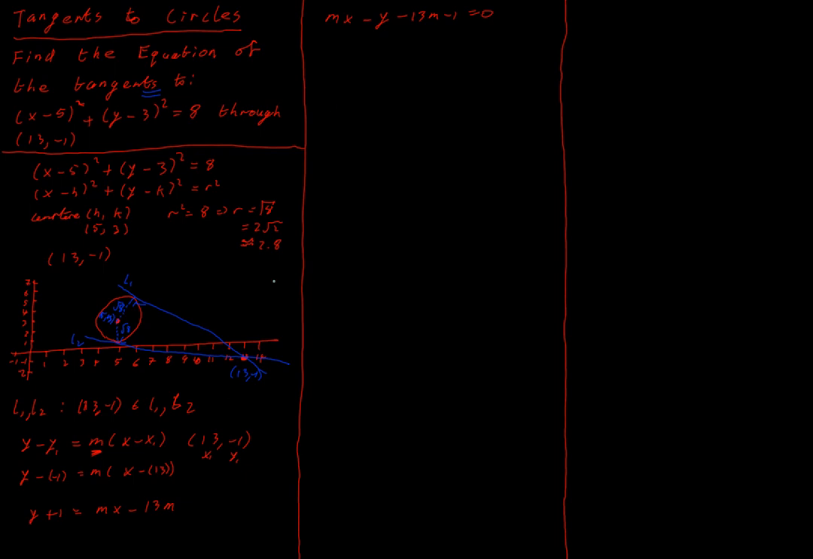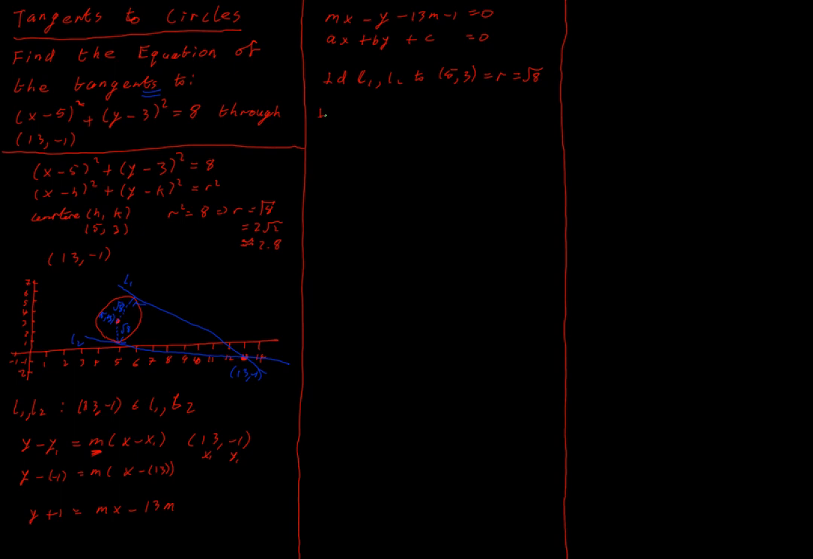We all know how to rearrange our equations. And now this is in the form ax plus by plus c is equal to 0, which is the equation I need for my perpendicular distance. And how do I know I need to use perpendicular distance? Because I drew my diagram and I can see that's the information I've got to work with. So I know that my perpendicular distance from L1 or L2 to (5, 3), the center of my circle, is going to be equal to the radius, which is equal to the square root of 8.